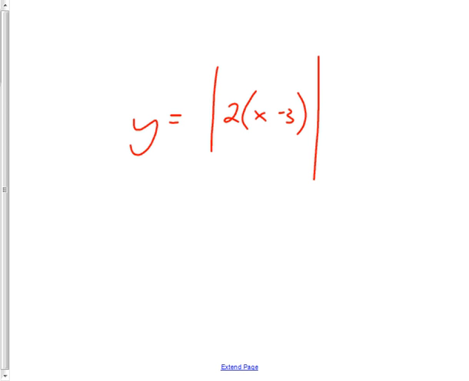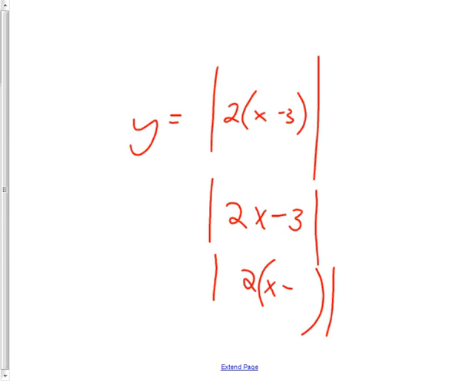It's just half as wide and move it to the right 3. Is that exactly the same as this? No. Only the one on top actually moves to the right 3. The one on the bottom wouldn't. The one on the bottom, if you wanted to see how far to the right it moves, you'd have to factor out the 2. It'd be very complicated.